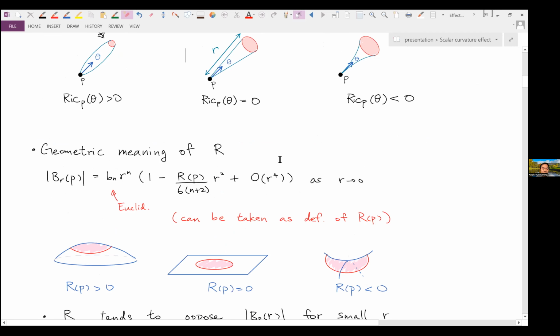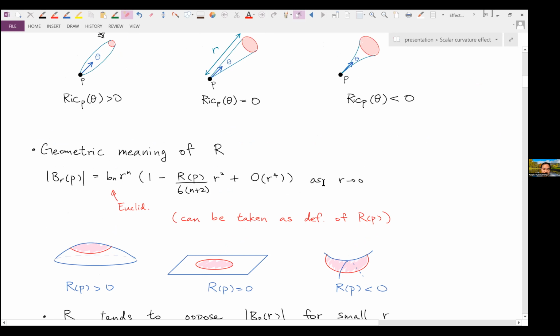And that's a very similar geometric meaning of the scalar curvature R. So we call this a function, the scalar curvature function. So what it means geometrically is the following. Let's say you fix a point P, and then you look at the volume of the balls with radius r, and you measure the volume.